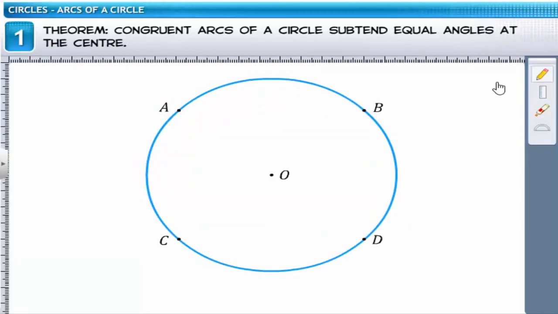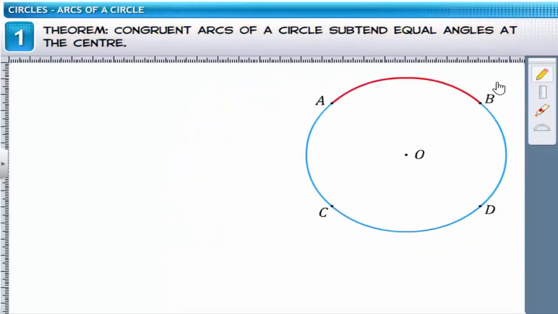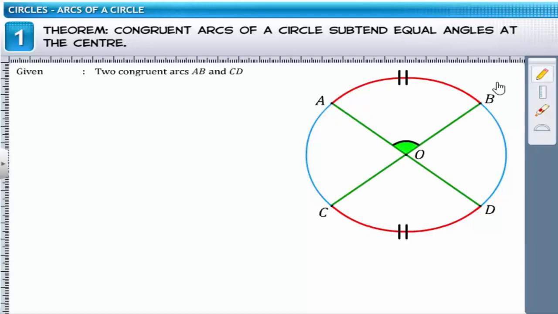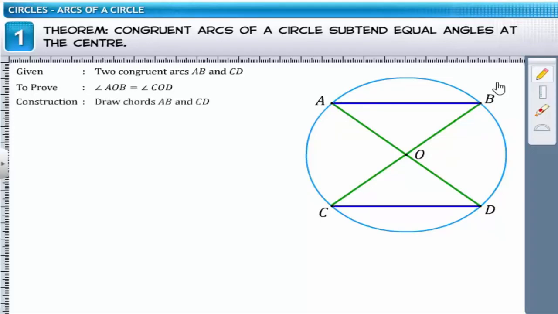Now, let us use the properties of congruent arcs of a circle to prove a theorem. The theorem states that congruent arcs of a circle subtend equal angles at the center. Now, we have to prove that if AB and CD are 2 congruent arcs, then angle AOB is equal to angle COD. To prove the theorem, let us draw corresponding chords from the arcs AB and CD. As you can see, angles subtended by arcs AB and CD at center O are equal to the angle subtended by their corresponding chords at the center.